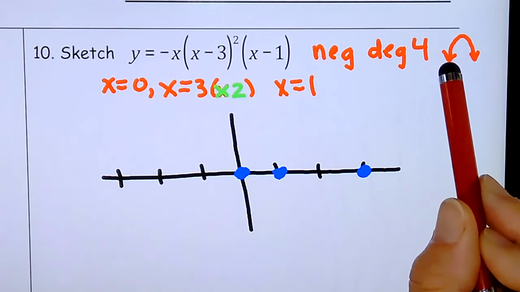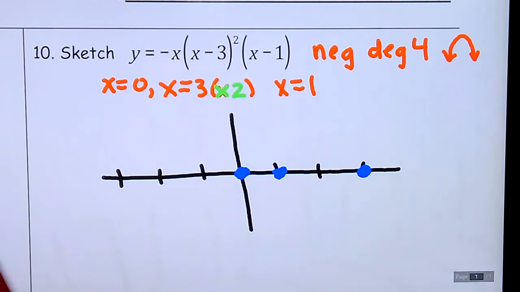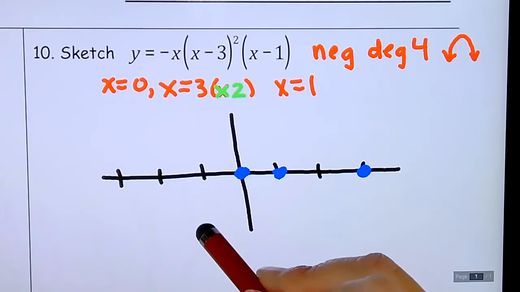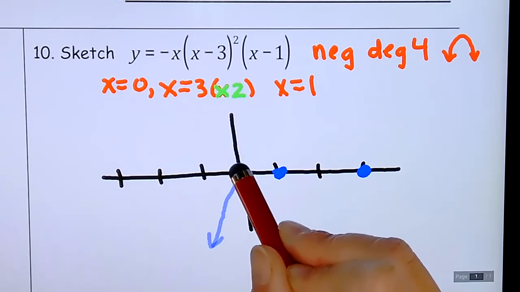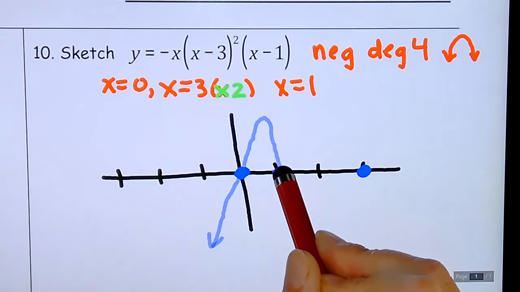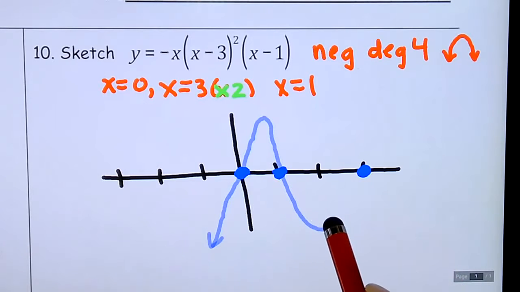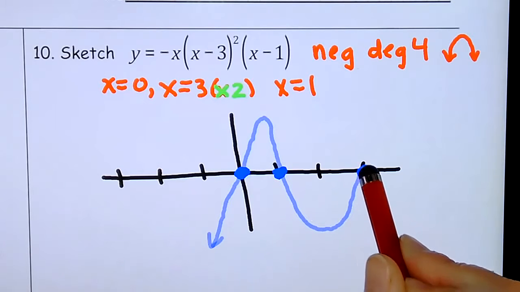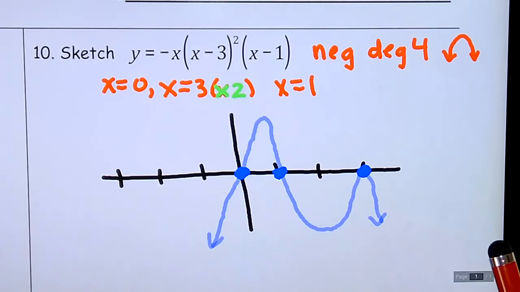Now, it should be starting below, ending below. So I am going to start below. It's going to go through this one. It's going to come through this one because this is also a single. And then when it comes to this 3, which was a double, it's going to bounce off like that. And there's your graph.